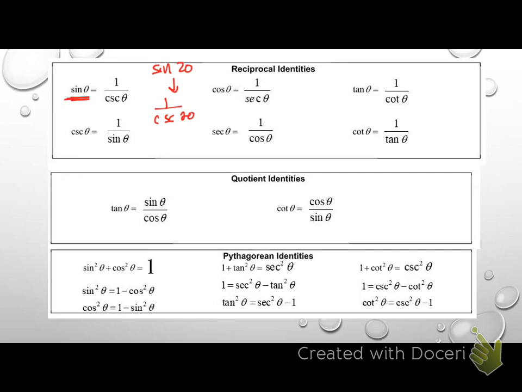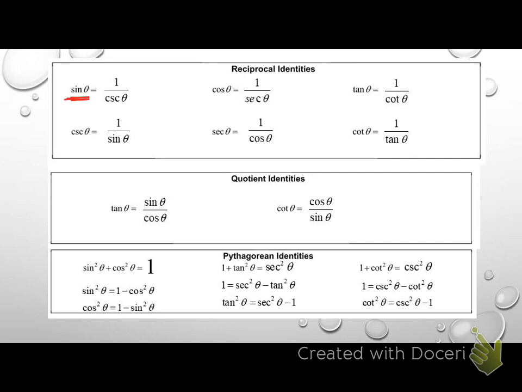And there are going to be times when we're going to want to do that, whether we're solving trig equations or simplifying trig expressions. There are going to be times where we're going to want to rewrite some of our trig functions in terms of another one, whether it's flipping it over or just writing the reciprocal like this. And I'll try to show you a couple of examples of those.